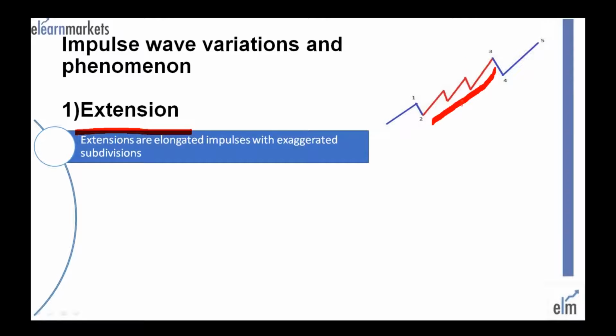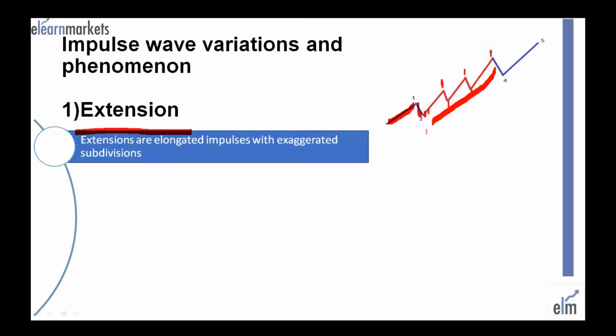Now, if we look into the details of these waves, then wave 1 will be divided into 5 waves. Wave 2 will go 3. Then these inside waves of 1, 2, 3, 4 and the 5th of wave 3 will also be subdivided.